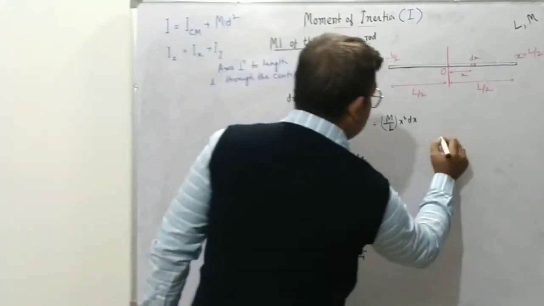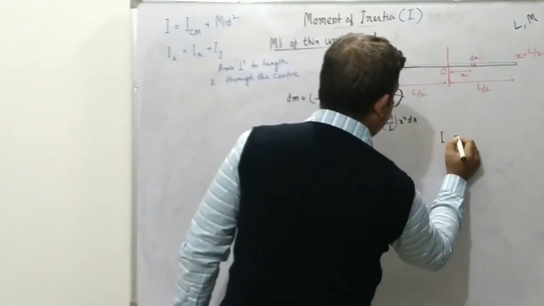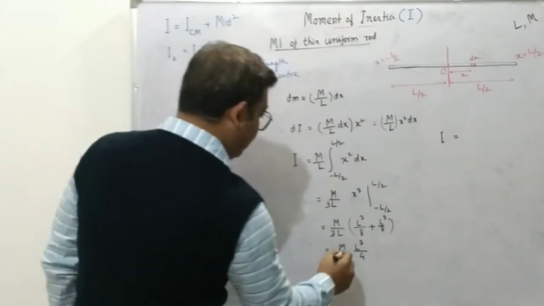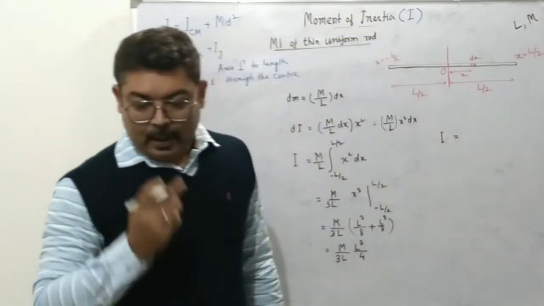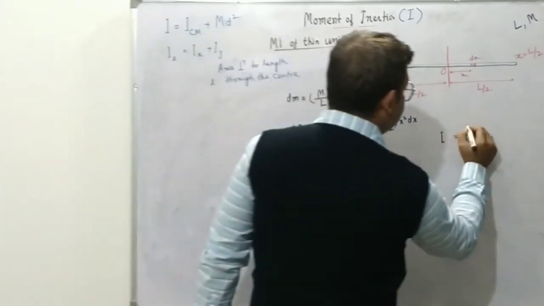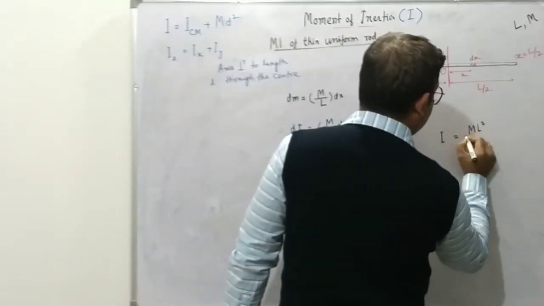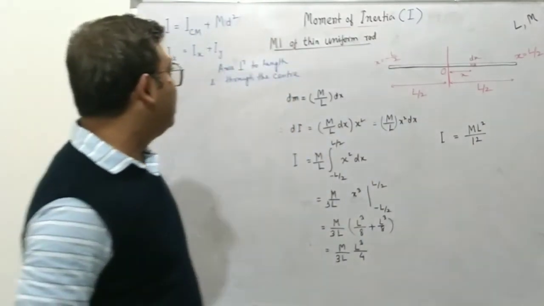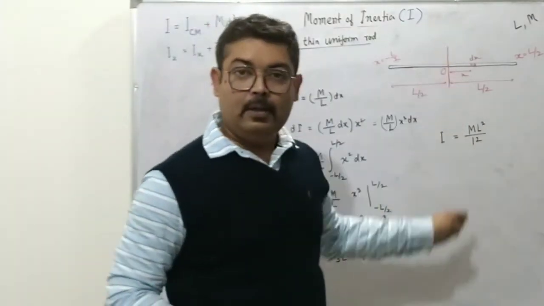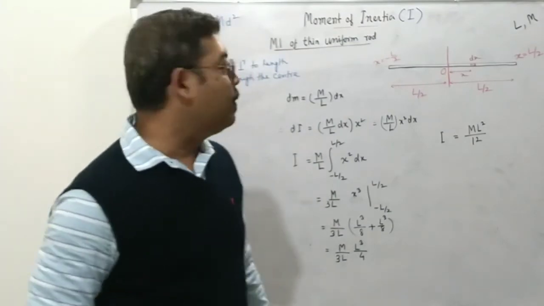So the final result I will be equal to, one of the L's will cancel, and 12, right? So M L squared by 12. This will be the moment of inertia of the thin uniform rod about the axis passing through the center and perpendicular to the length.